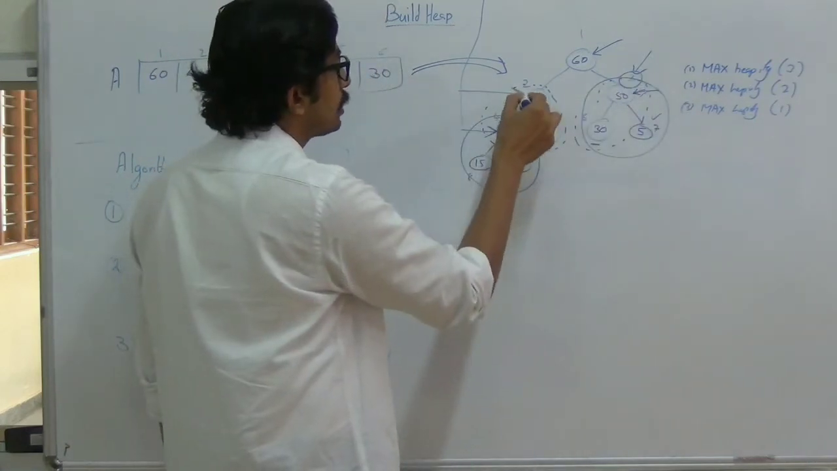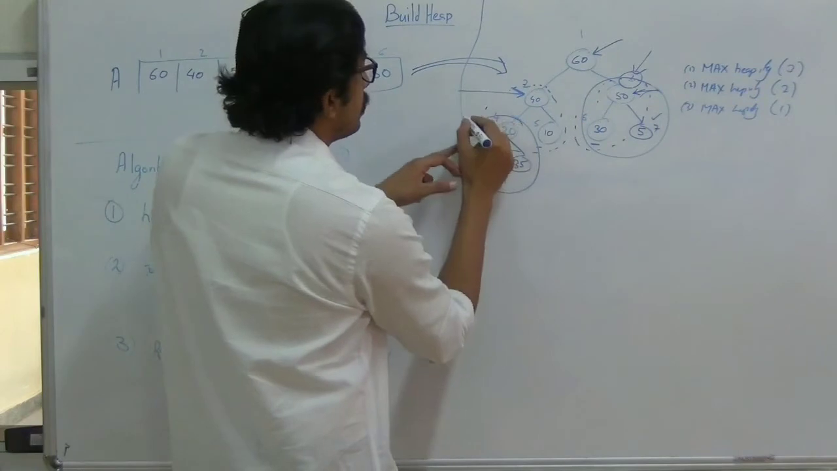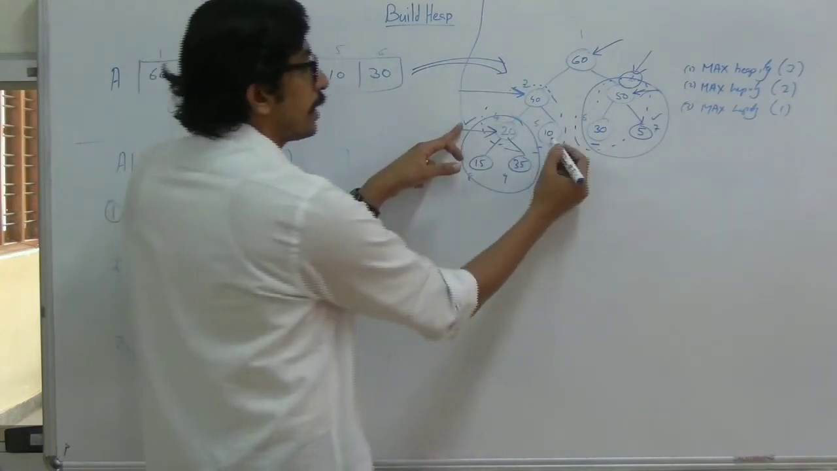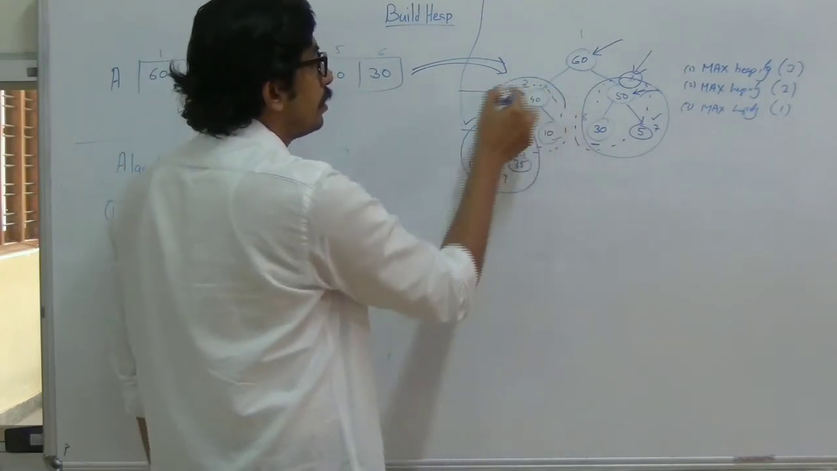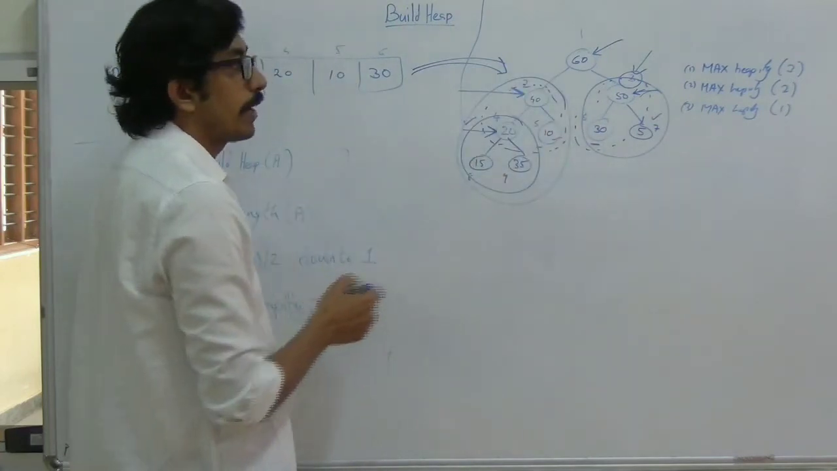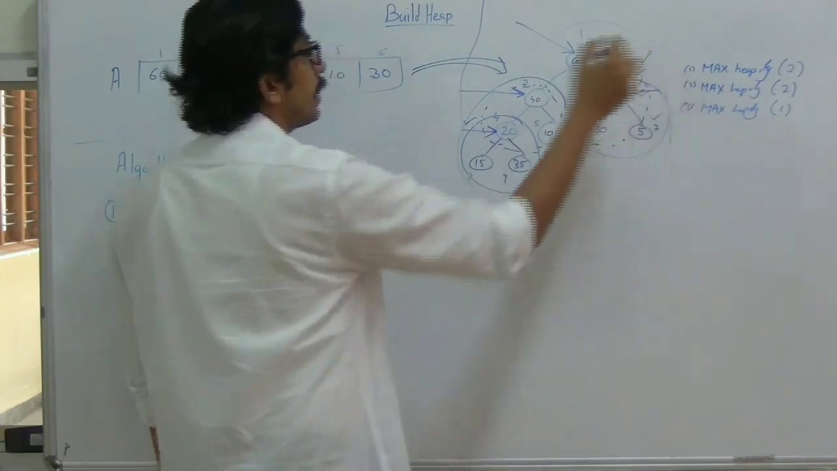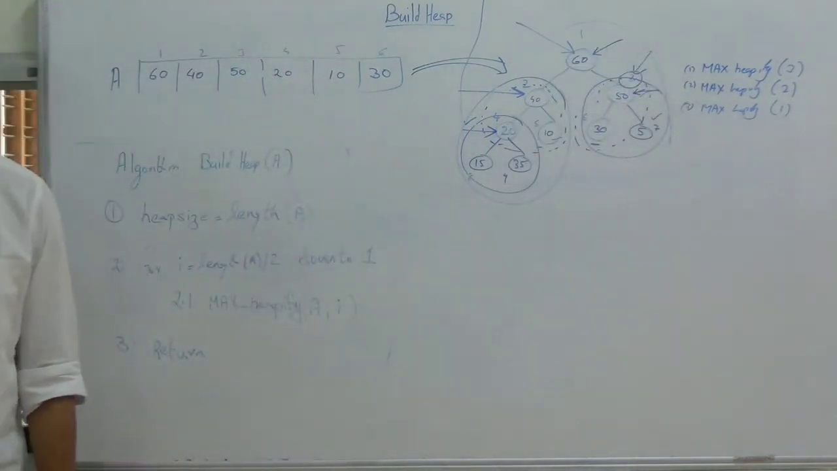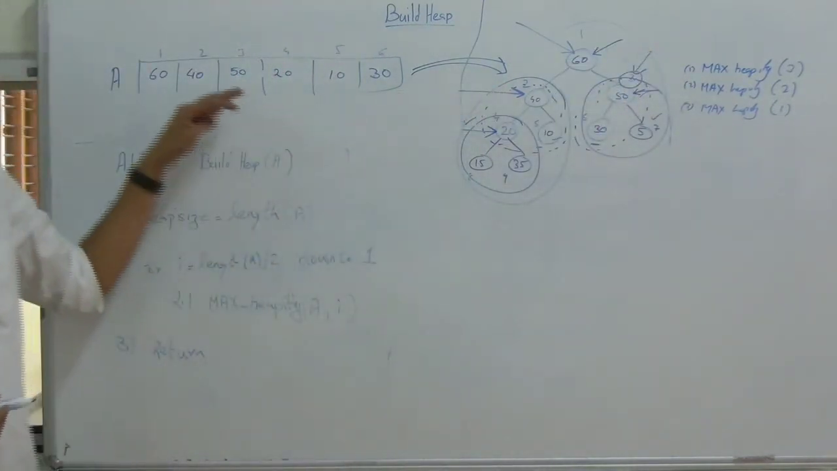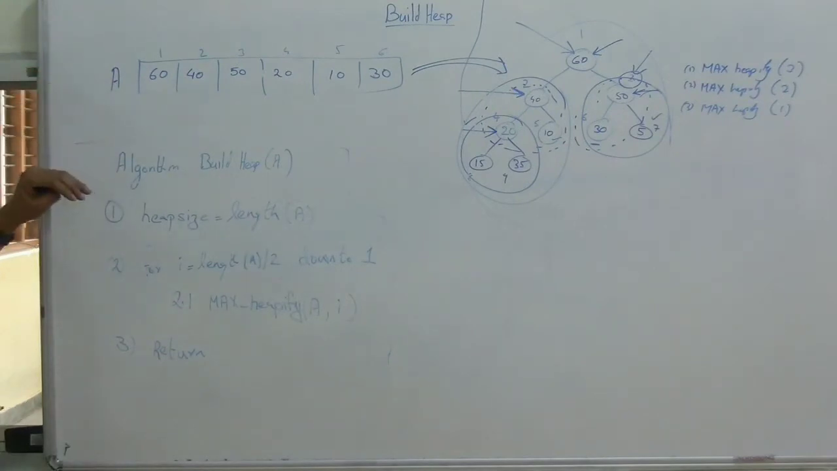So this much will be converted to a max heap. Then when I call Max Heapify of 2, you can see that this is already a max heap. Right subtree is also already a max heap. So this much can be converted into a max heap. And then on Max Heapify of 1, you will turn the entire tree into a max heap. So this is how we can convert a given array into a max heap.